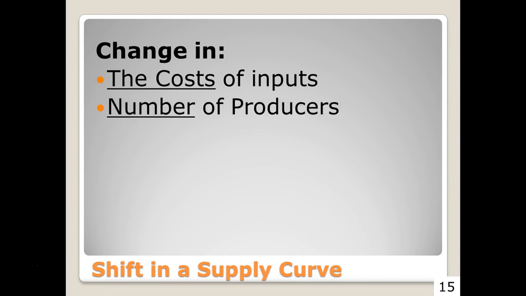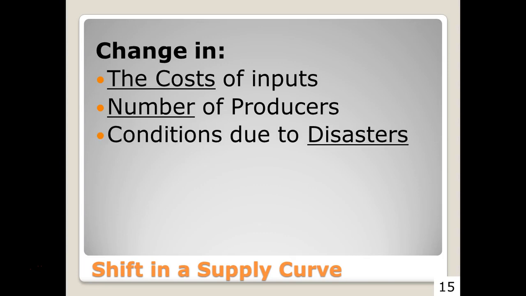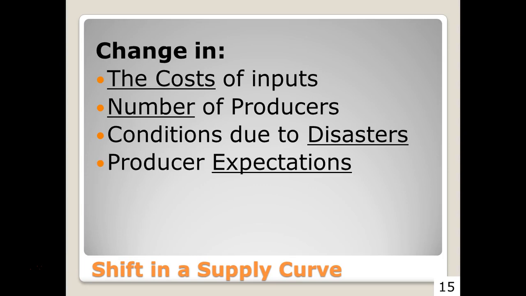The number of producers. If there are more producers producing things, then the quantity supplied at every price is going to go up because more people are supplying it. And if there are fewer producers, then the quantity supplied at all prices is going to go down. It's going to shift to the left because there's just fewer people supplying it. Conditions due to disaster. If a bunch of stuff gets destroyed, if the factory gets destroyed, then there's going to be less quantity supplied at every price. And that's pretty much the only direction that goes.